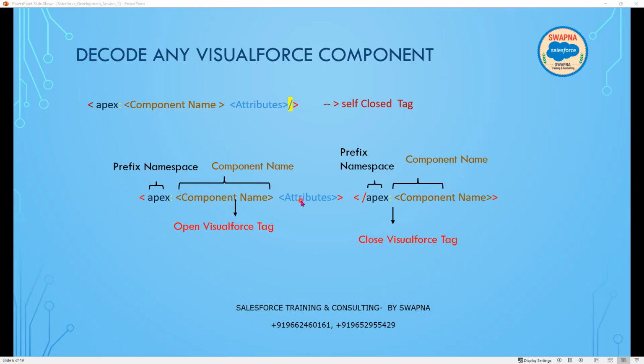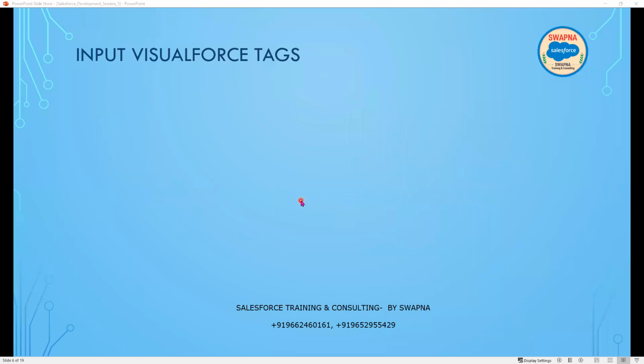Now similarly, after the component name, we can add the attributes. What are the attributes we want? We can add different attributes. Right, so first we will see the description of each one.